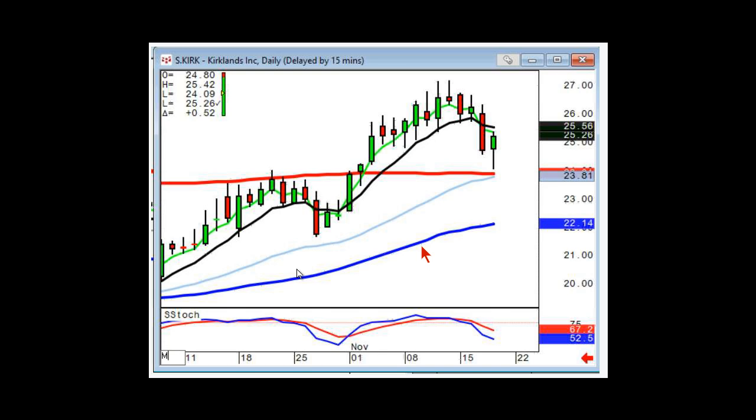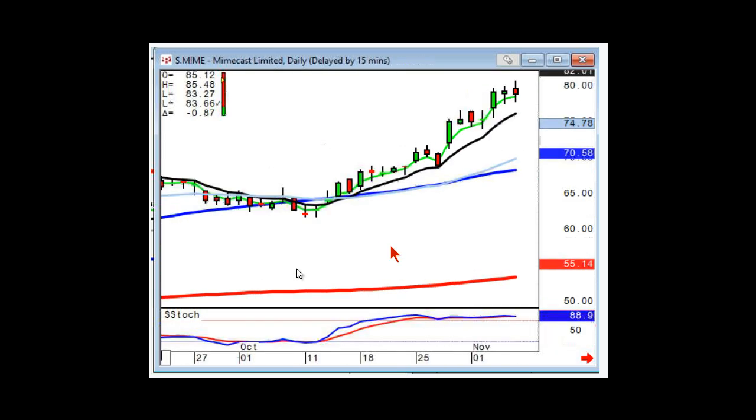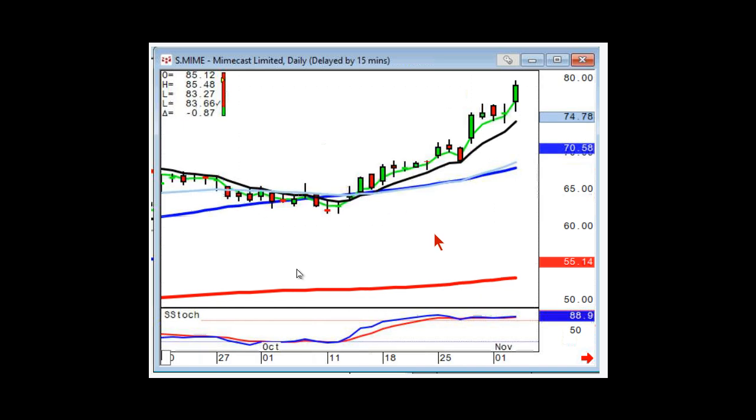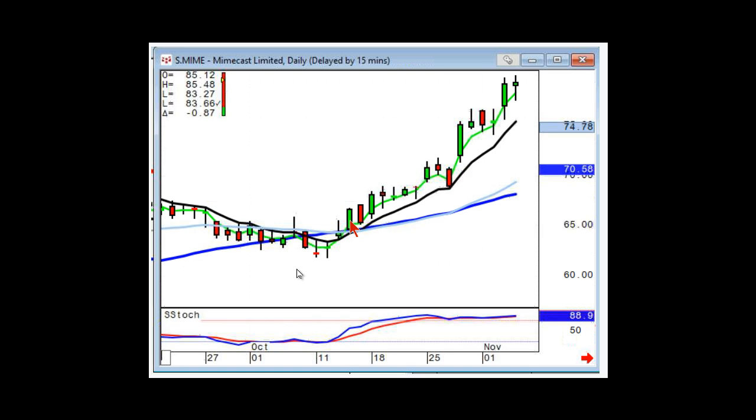Okay, so anytime we can use the moving averages to our advantage. So when we see buy signals and it's closing up above a major moving average, that just gives us added probabilities that there's been a change of investor sentiment.